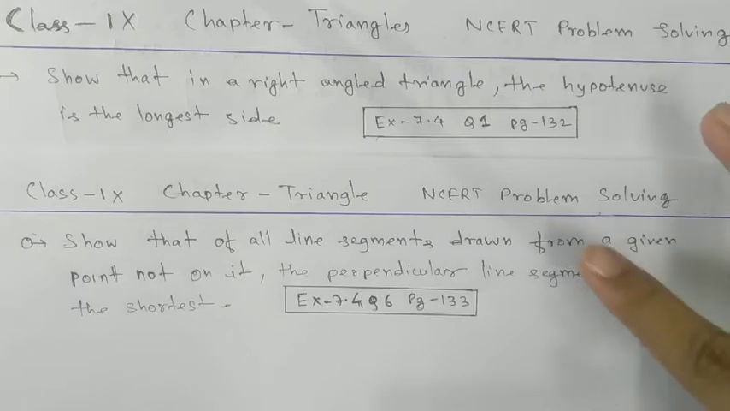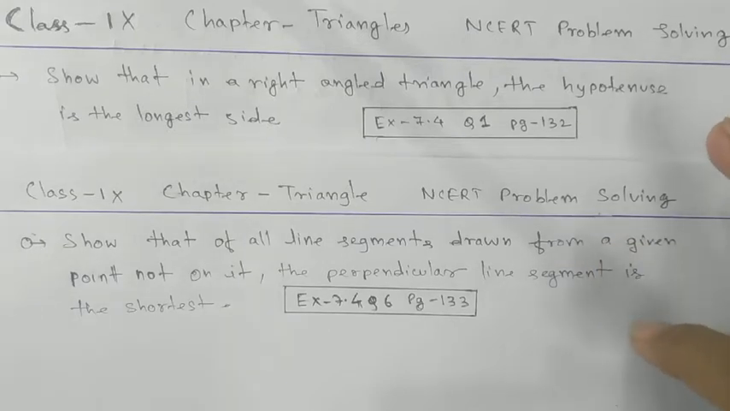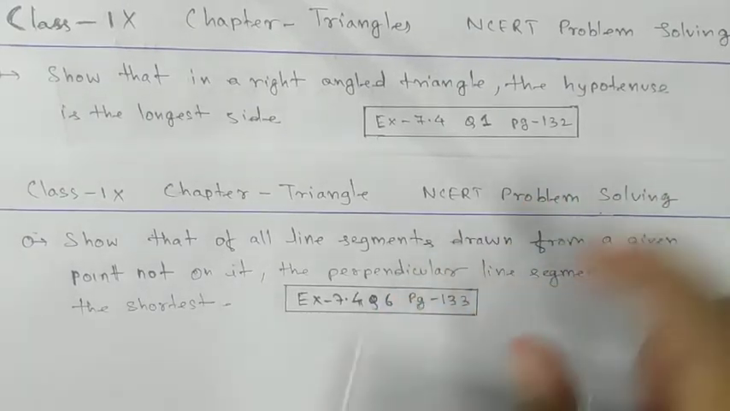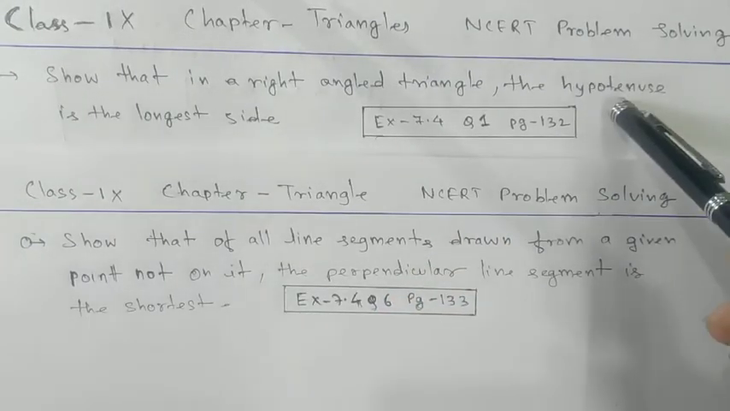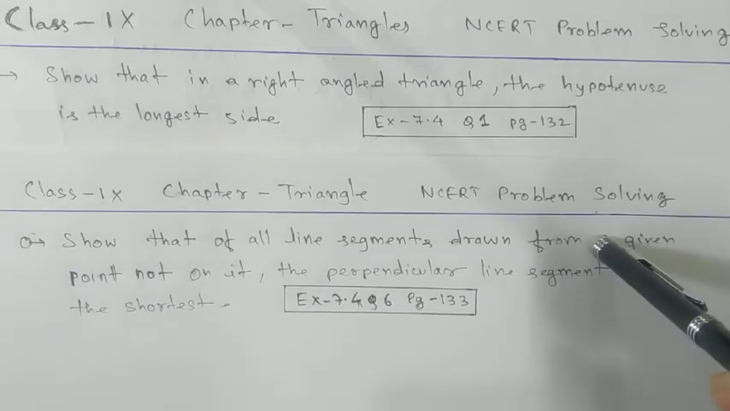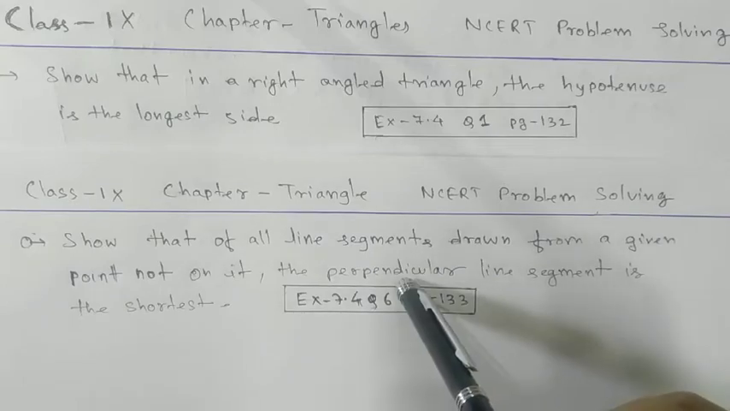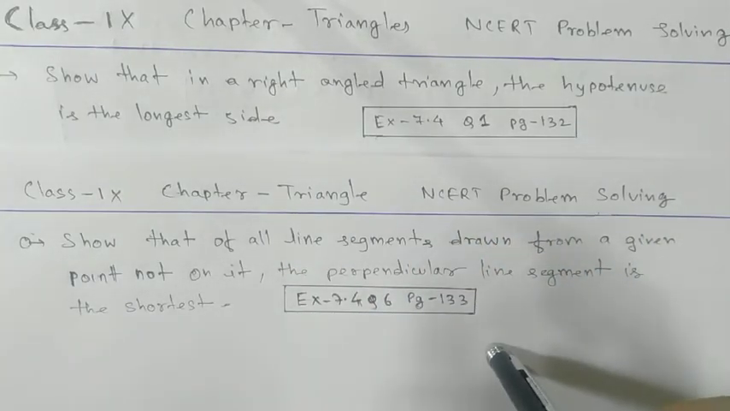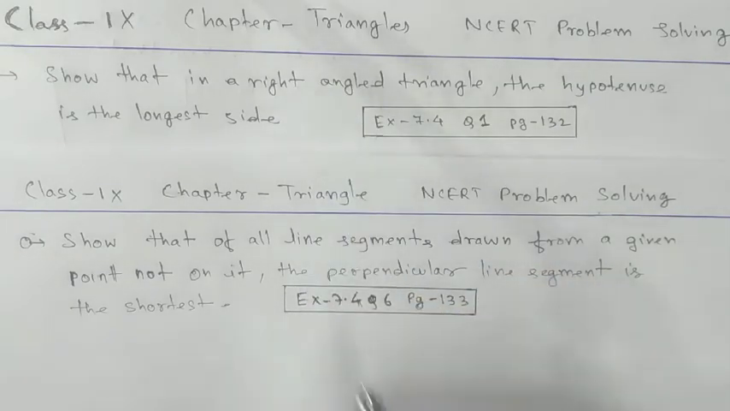Here both questions are quite similar. You need to prove that the perpendicular one is the shortest one, and here they are saying the opposite: the hypotenuse is the longest side. We have to proceed in the same style, but one we have to prove is the shortest and another we have to prove is the longest side. Okay, so let's proceed for the first one first and then this one.